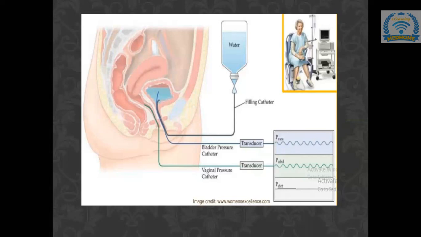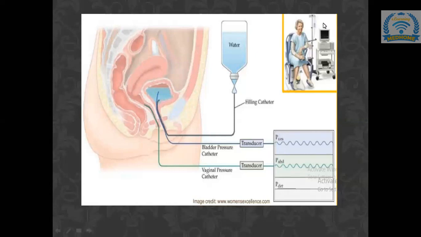Now, these are the two, and then once she has passed the urine, the transducers, that is the two pressure catheters, will be inserted, one into the bladder and one into either the vagina or the rectum, to measure the abdominal pressure and the bladder pressure, or vesical pressure. Then the detrusor pressure will be calculated by subtracting the abdominal from the vesical pressure.